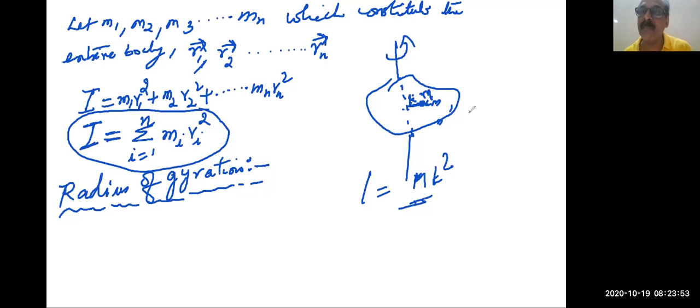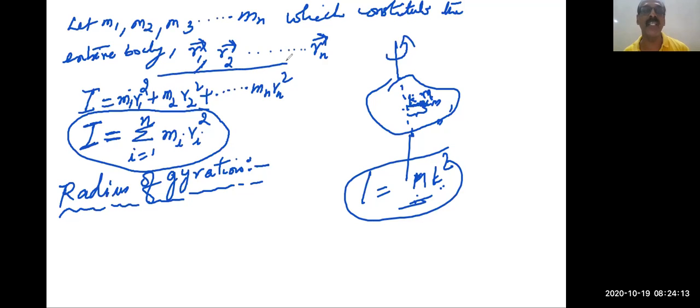That means the entire body, just imagine it is comprised to a single point, that is the center of mass. Measure the distance from the axis of rotation to that center of mass. That is K. Now you take mK squared. This answer will be the same as the sum of m1 r1 squared plus m2 r2 squared, the sum of moment of inertia of individual particles. This K value is known as radius of gyration.